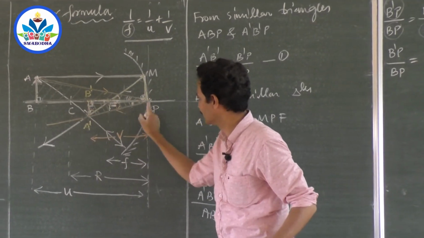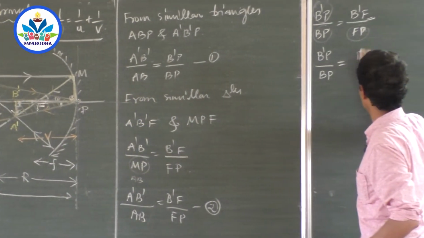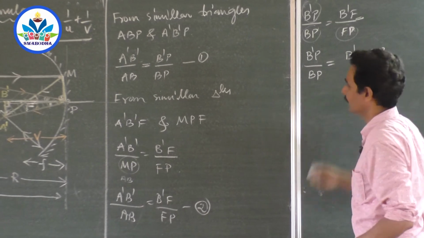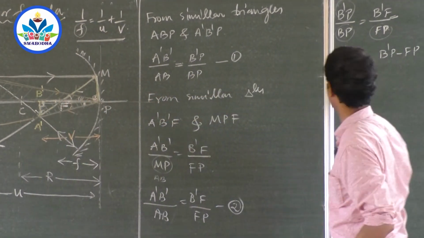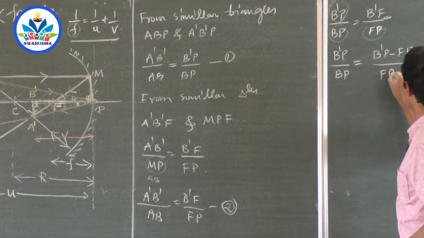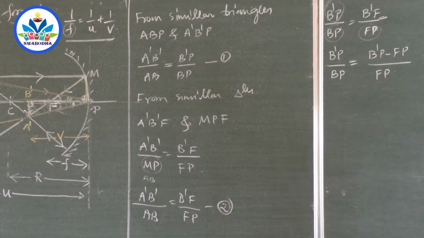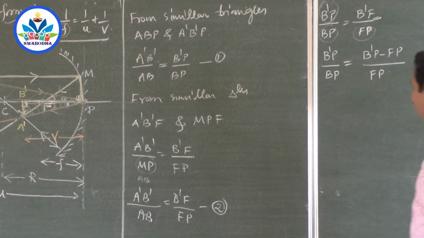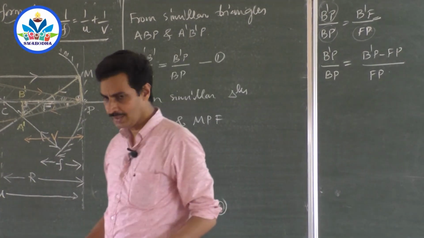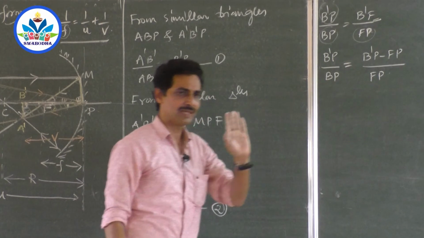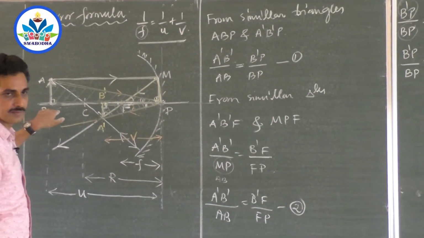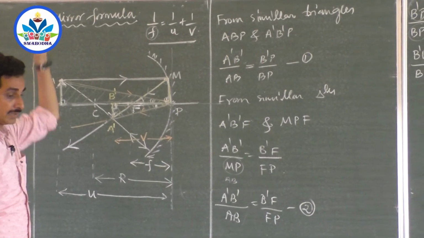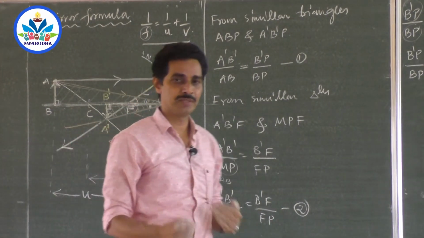Full length minus this one: B'P minus FP. Right, this total length minus this one will remain with B'F divided by FP. Right, now keep on substituting the values of those lengths. You see here, BP is only the length from the pole to the base of the object. But in terms of U, it is the object distance.